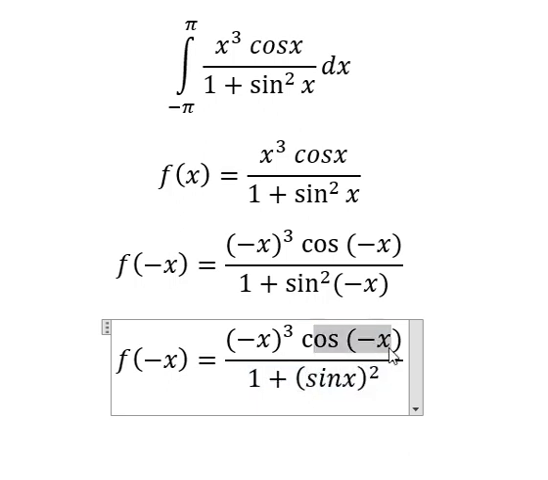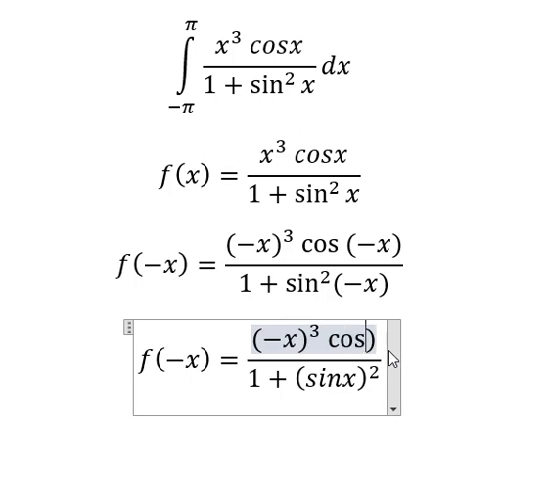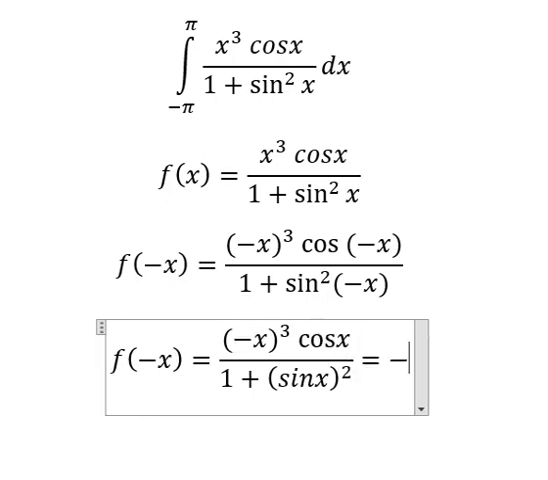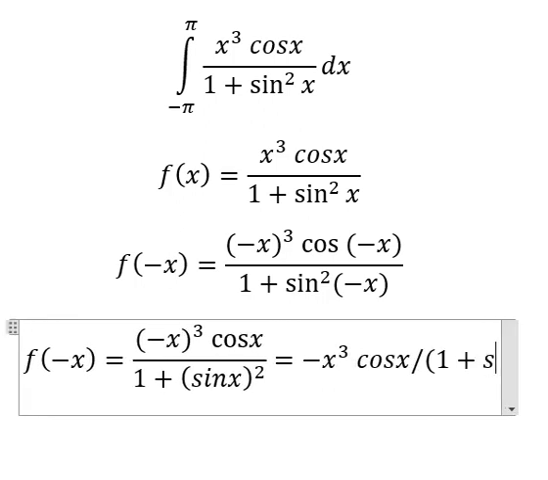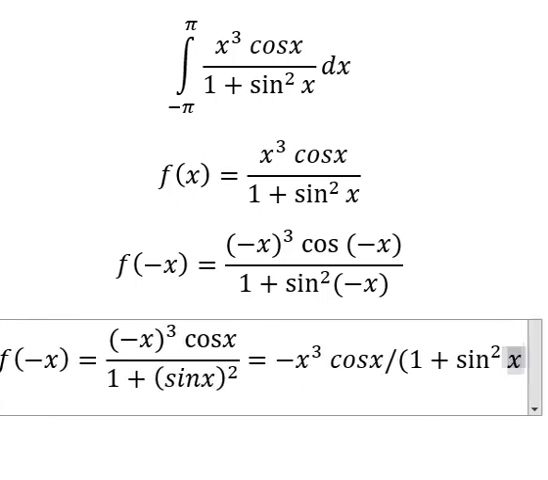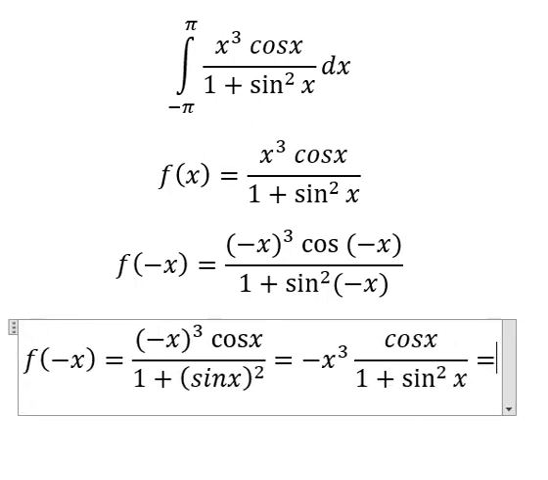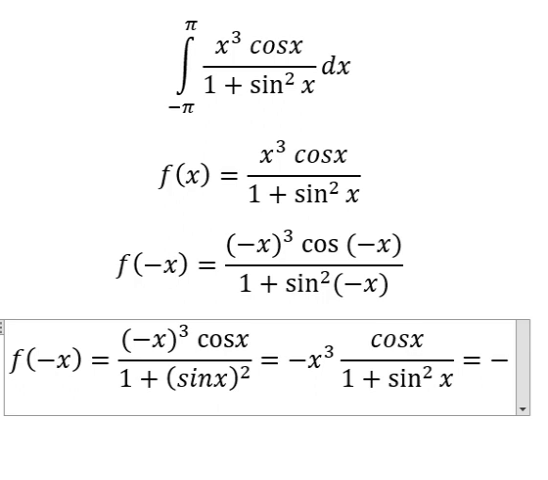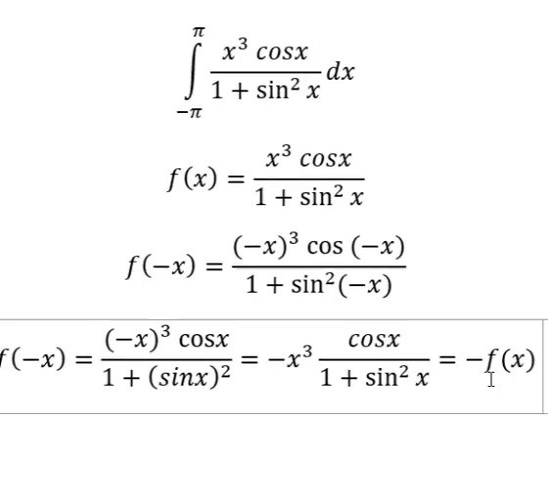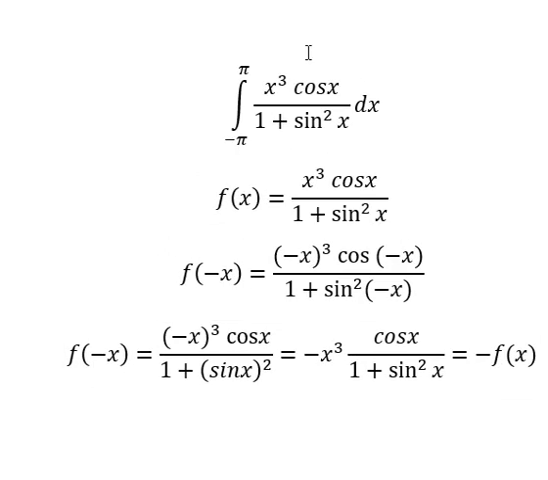Cosine of negative x is cosine x. This is an odd power, so the negative goes outside and we have it like this. And we know that this one is this one. So we can say that this is an odd function.